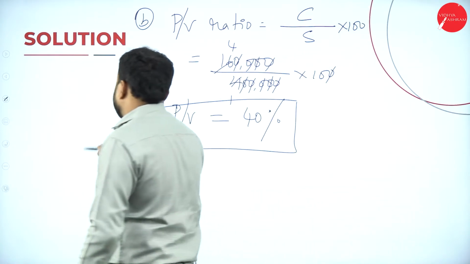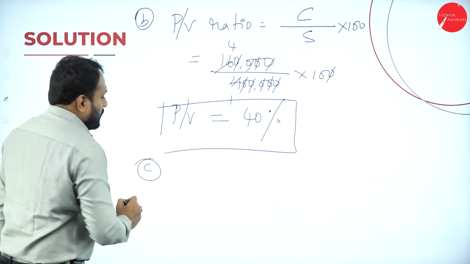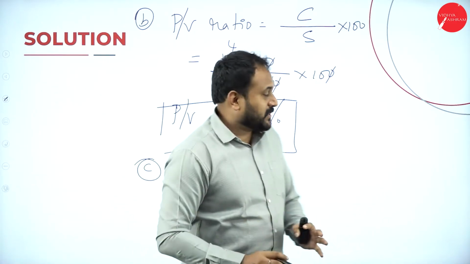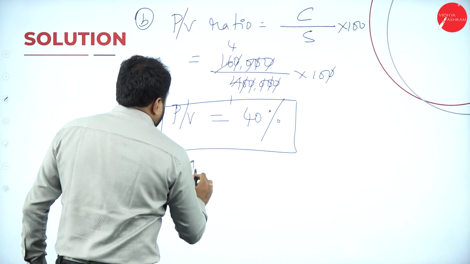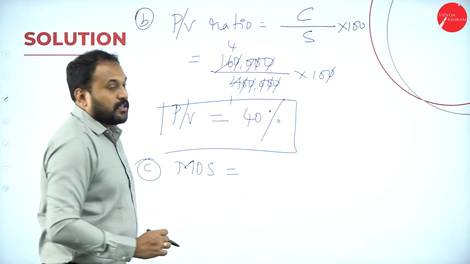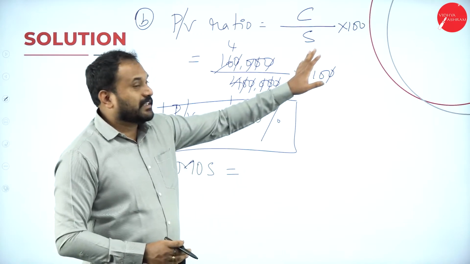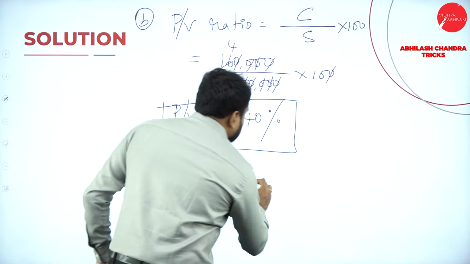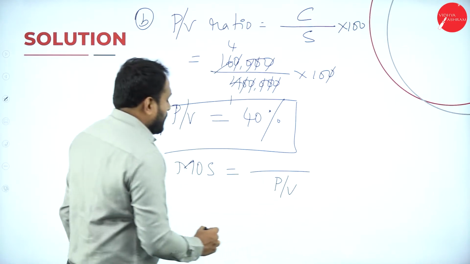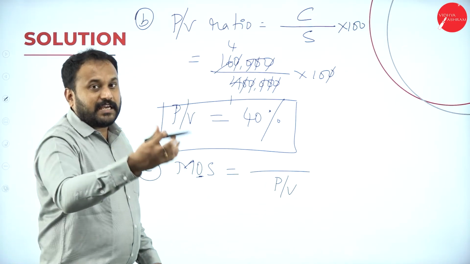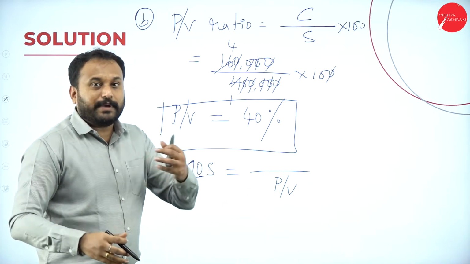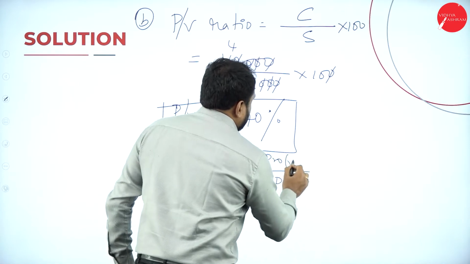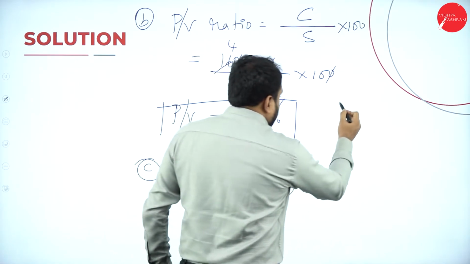A third question is there. So we'll write here C. What is it that they have asked us? They have asked us what is MOS. Now here I'll write MOS is equal to. Now for that, what exactly are you supposed to do? Go with this Abhilash Chandra tricks. For MOS, the PV is in the denominator. And after O, what will come? A, B, C, D, E, F, G, H, I, J, K, L, M, N, O, P. After O comes P, that is profit. So profit by PV.